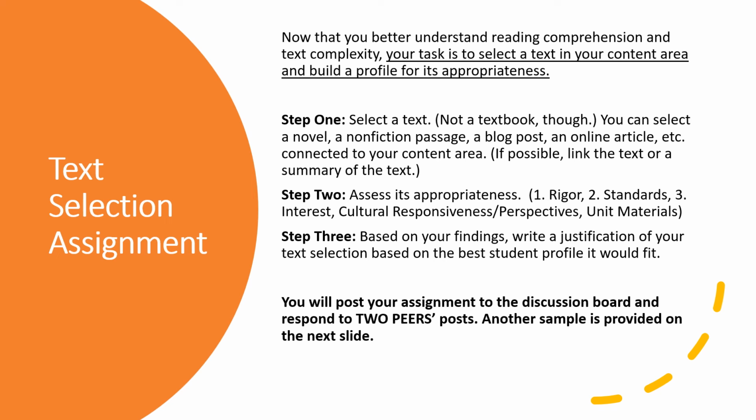The next thing that we want to look at is taking that sample and now bridging it to what you're going to do, which is your text selection assignment. Now that you better understand reading comprehension and text complexity, your task is to select a text in your content area and build a profile for its appropriateness. Step one is to select the text. Don't select the textbook though, okay?